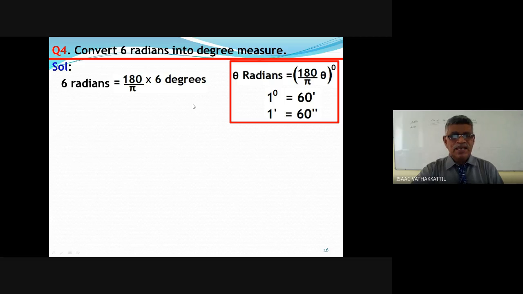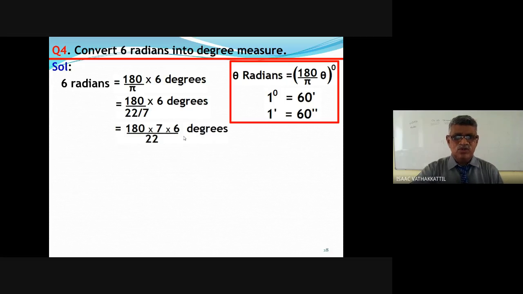Okay? But let us simplify. What is pi? Pi is 22 by 7. Replacing pi as 22 by 7, the 7 will go to the numerator. It becomes 180 into 7 into 6 by 22 degrees. Cancelling 1, 2 and simplifying, you get 3780 upon 11 degrees.